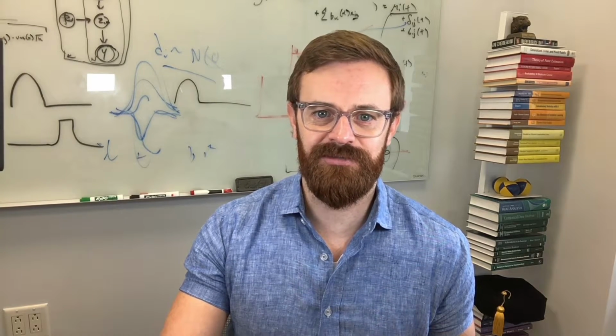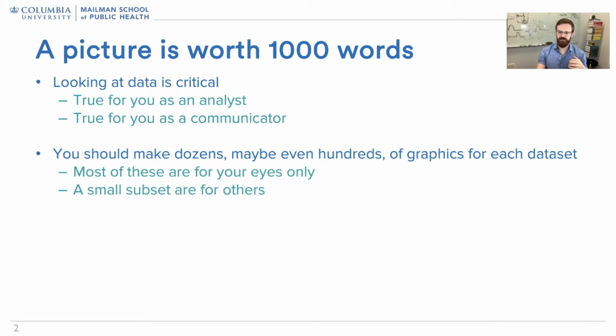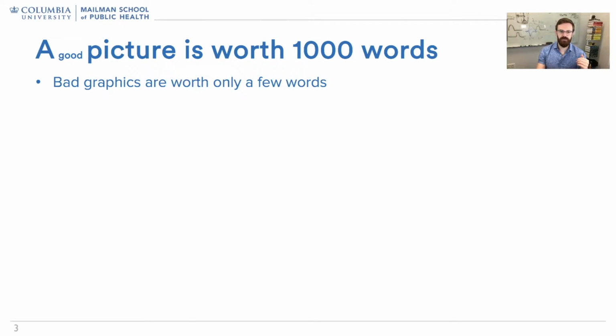Awesome, let's get started. All right, so we're going to revisit some principles that have to do with visualization. One of the things that we said in the first of these videos is that a picture is worth 1,000 words. And we talked about this both from the perspective of how you communicate with yourself as an analyst and how you interrogate data, and also how you try to explain some things as a communicator, and that you're going to make a lot of plots. And I hope that's starting to become clear.